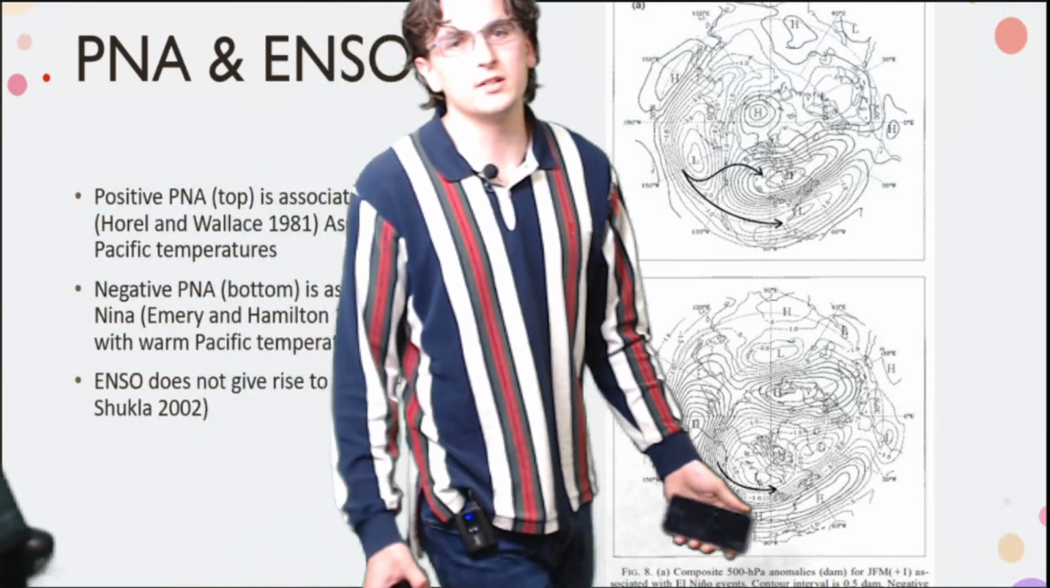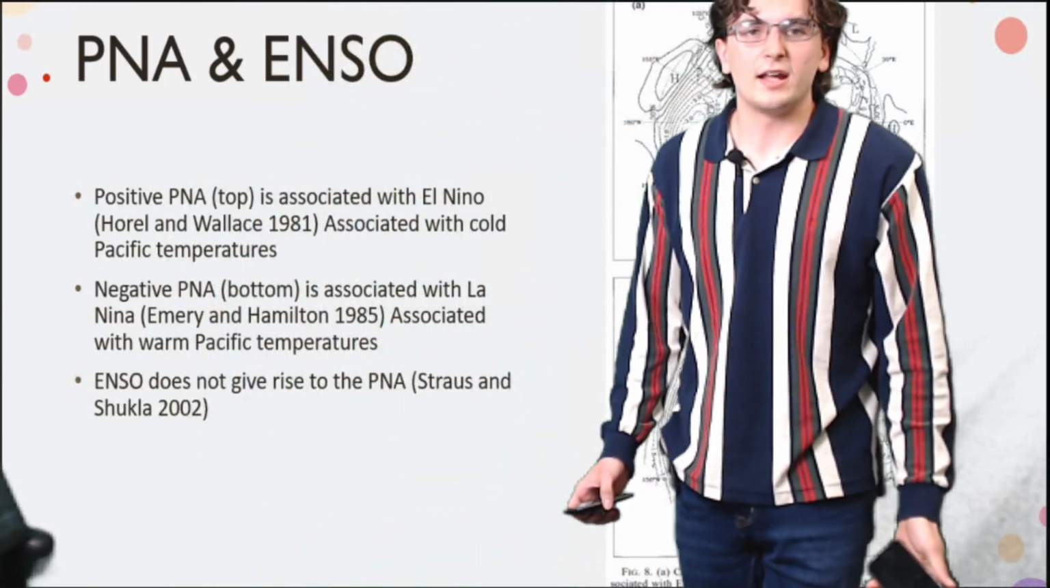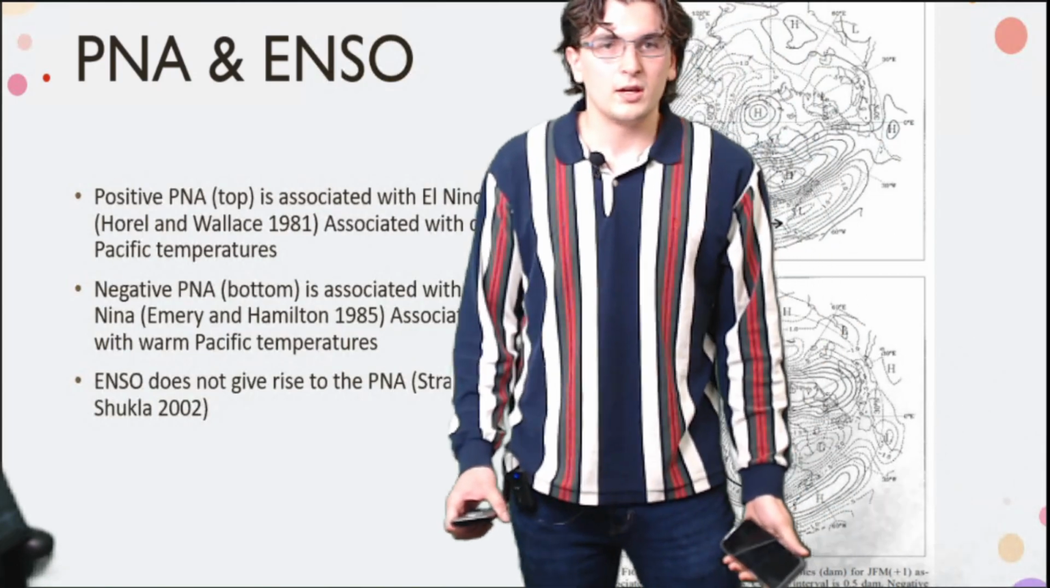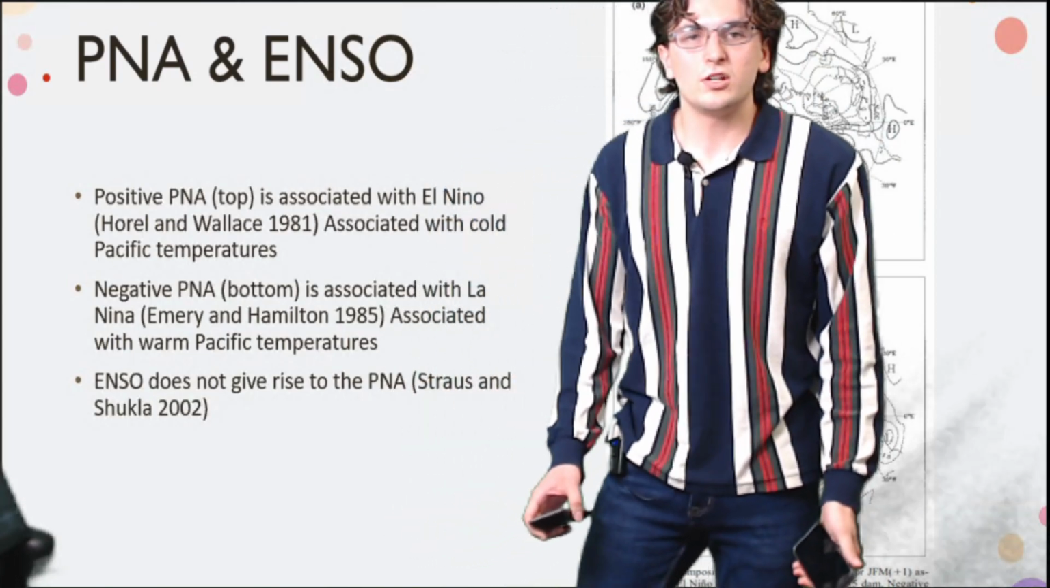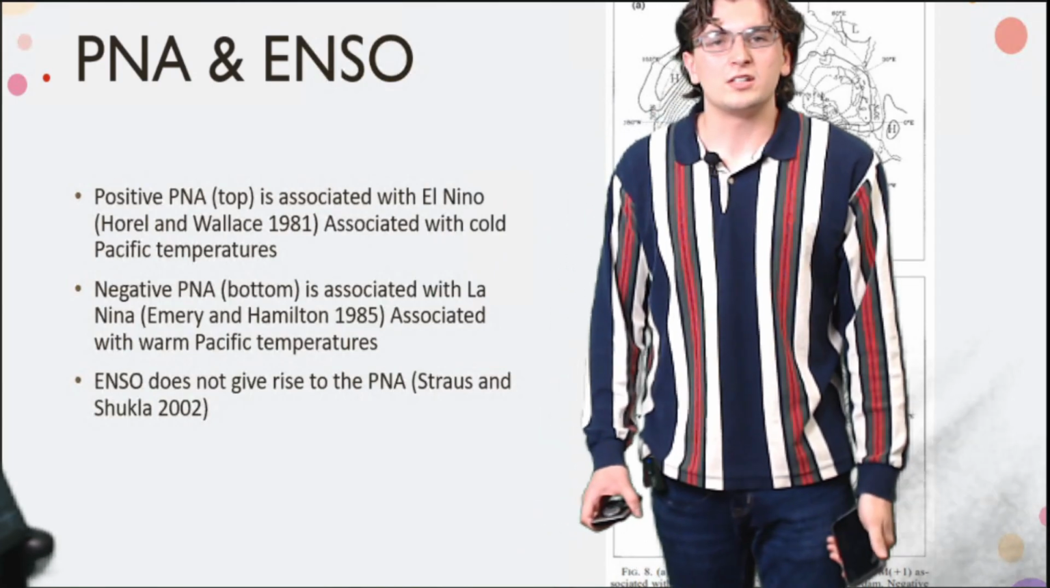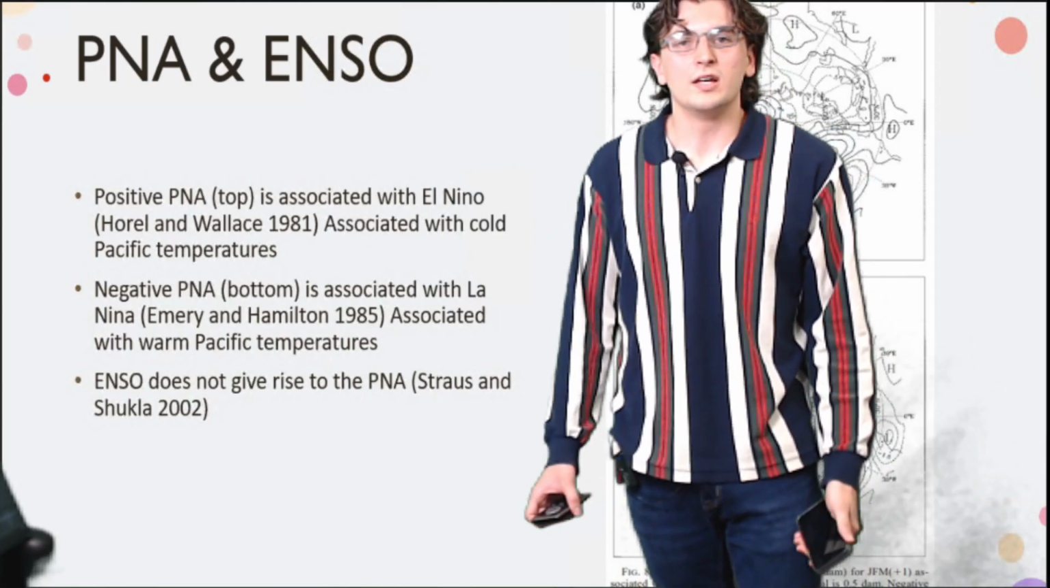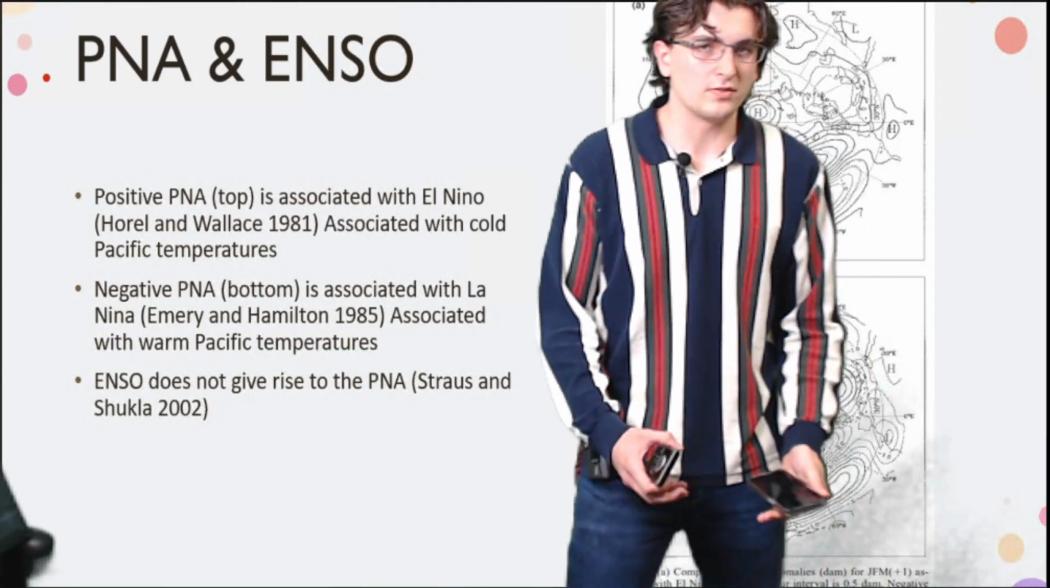Now, how is the Pacific North American pattern and ENSO connected? Well, the positive PNA pattern at the top is associated with El Nino, and Horel and Wallace in 1981 first found this out, and it's associated with cold Pacific temperatures.